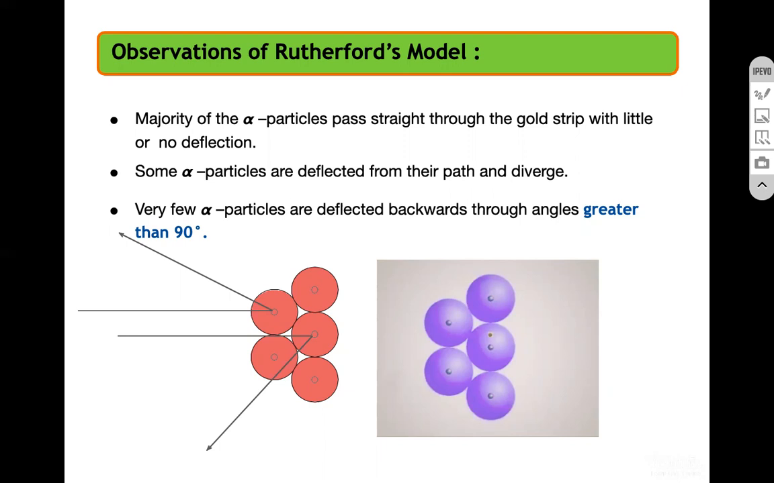Some alpha particles are deflected from their path and diverge, that I already explained to you. So what he concluded is that most of the space is empty and there is a positive charge present at the center of the atom, because from there only the deflection is coming.